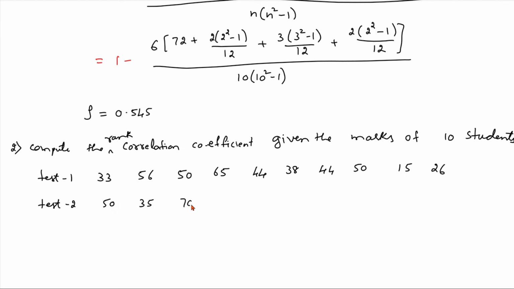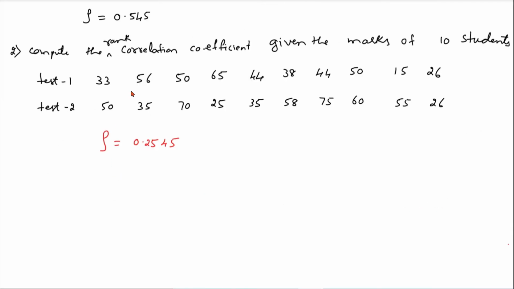35, 70, 25, 35, 58, 75, 60, 55 and 26. The rank correlation for this problem should be rho is equal to 0.2545. So you can just try this one.